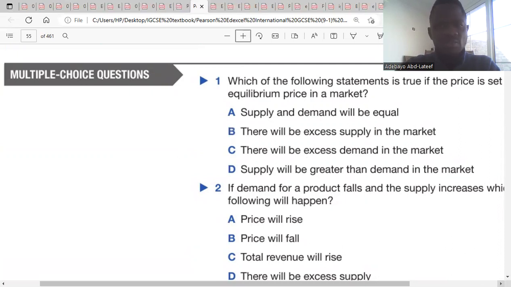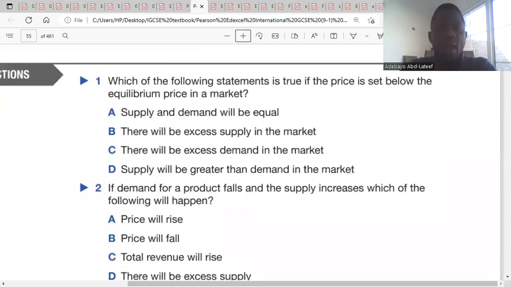The first question says, please read for me. Which of the following statements is true if the price is set below the equilibrium price in the market? A, supply and demand will be equal. B, there will be excess supply in the market. C, there will be excess demand in the market. When the price is set below the equilibrium price, this favors consumers, so it will lead to excess demand in the market. Is it clear? Question 2.